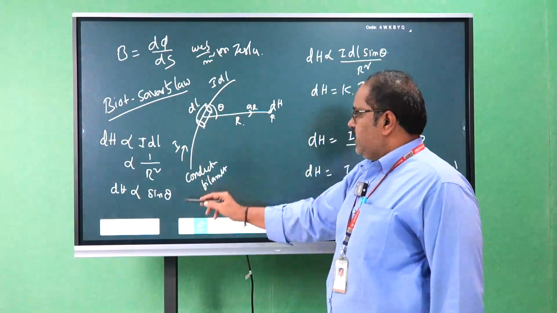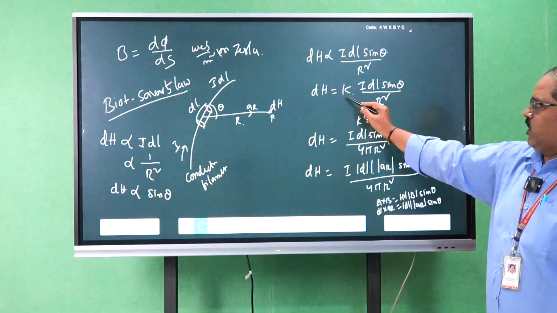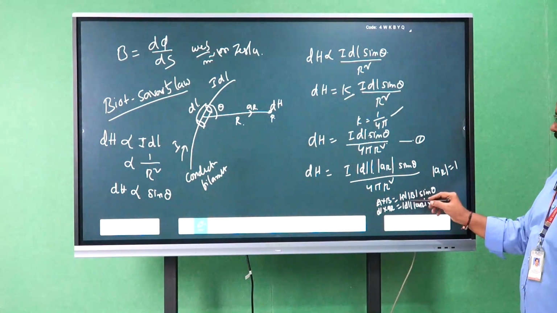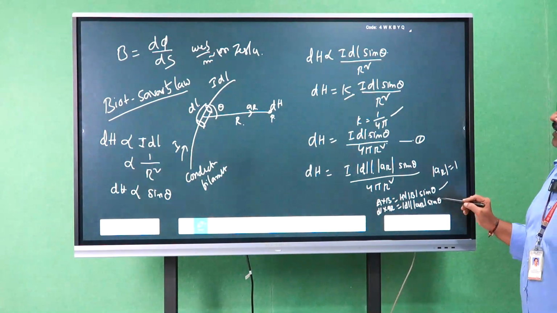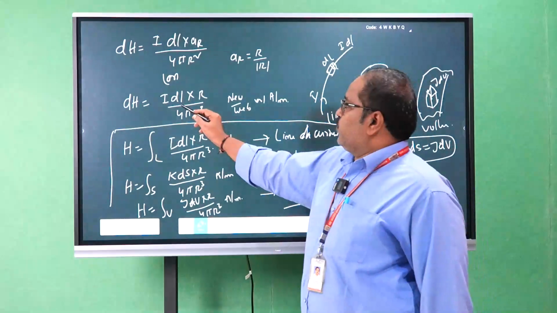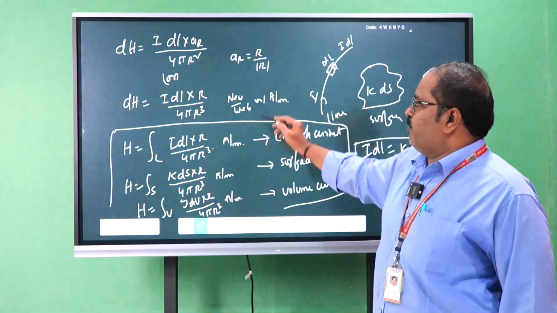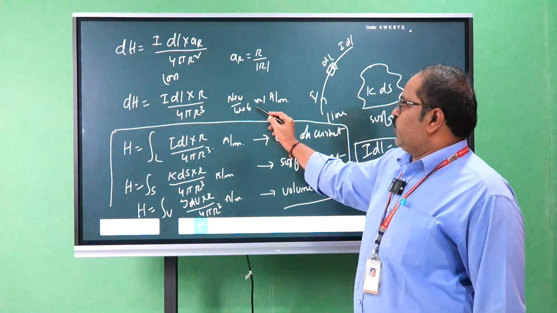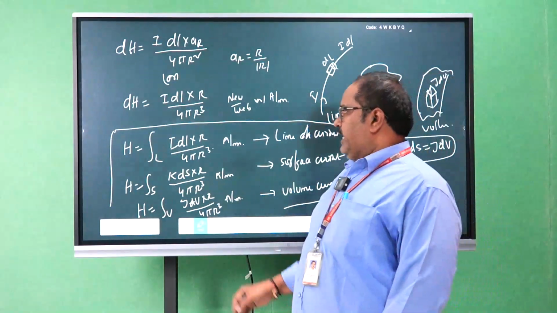Biot-Savart's law: dH is directly proportional to I dl sin theta by r square. The proportionality constant k is equal to 1 by 4 pi. Therefore, A cross B is equal to mod A mod B sin theta. The next concept is dH equal to I dl cross aR by 4 pi r square, where aR is equal to R by mod R. Therefore, dH is I dl cross R by 4 pi r cube, in Newton per Weber or ampere per meter. Very, very important units in magnetic field intensity.